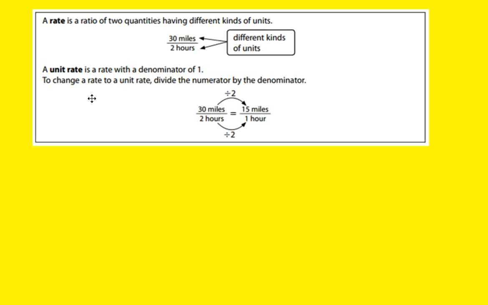So if we're going to change a rate to a unit rate, we have to divide the numerator by the denominator. So 30 over 2, we're going to divide the numerator and denominator by the denominator, which is 2. So 30 divided by 2 is 15. 2 divided by 2 is 1 hour. That gives us our denominator of 1.